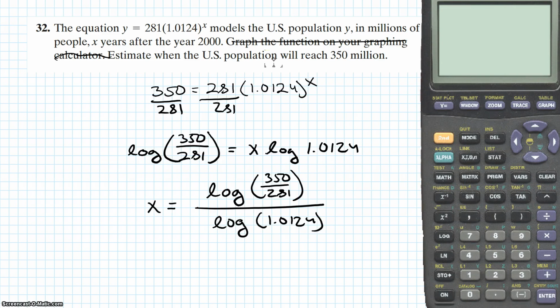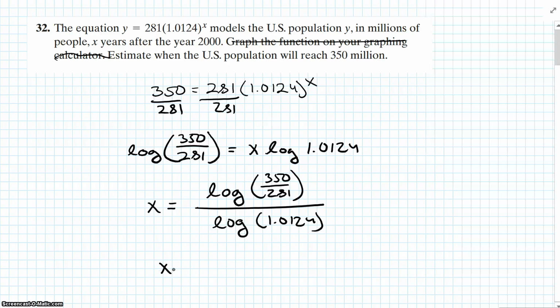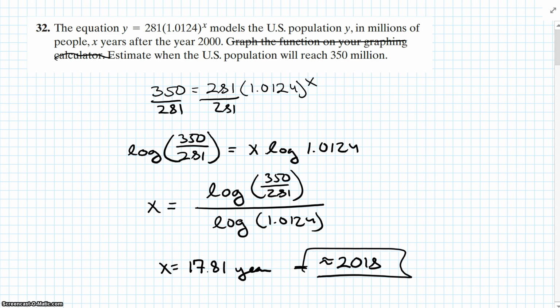All right. So I have the log of 350 divided by 281, close parentheses, divided by the log of 1.0124. 17.81 years. So x equals 17.81 years. So if that was in the year 2000, we would guess around 2018. Okay, next question, moving on.